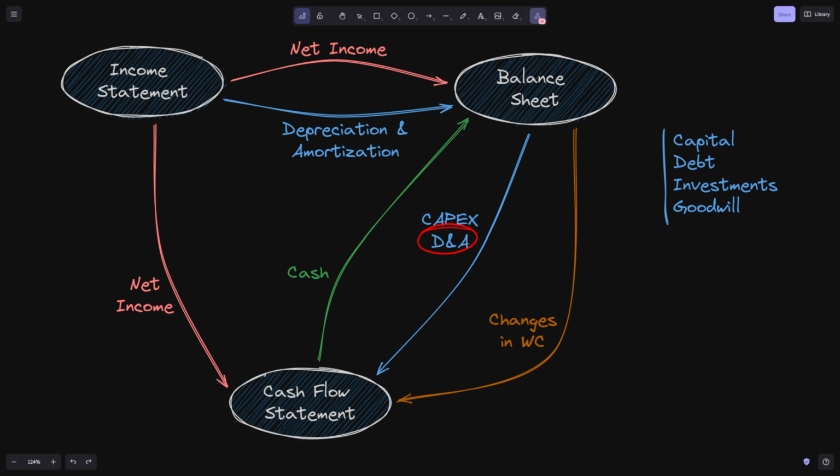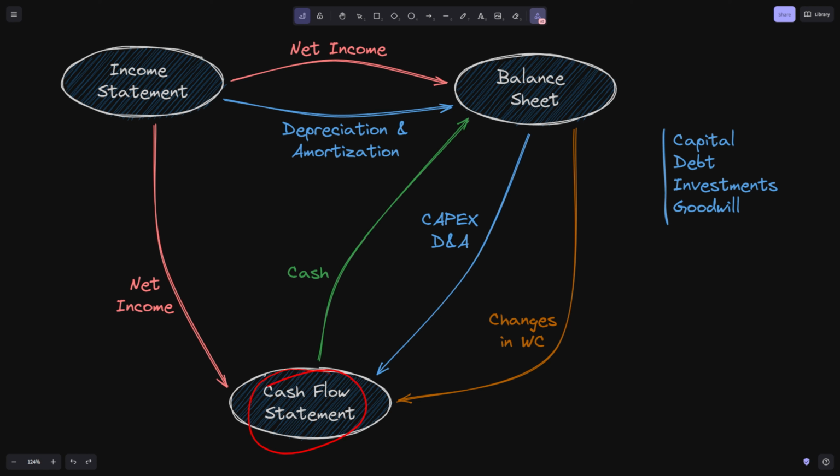So depreciation and amortization is an adjustment, a non-cash expense that gets added back to net income. And then we have our capital expenditures, which is cash outflow related to purchasing new assets. Another thing that goes from the balance sheet to the cash flow statement is the changes in working capital. So this is the net changes in our short-term assets and short-term liabilities, essentially accounts receivable, accounts payable, and inventory. This also adjusts the net income as a starting point to get to our cash from operating activities.